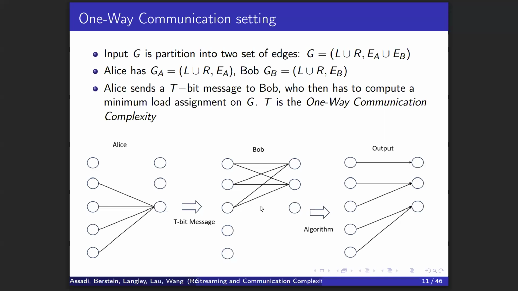So in this case, Alice gets these edges and Bob gets these edges. So as long as Alice can give these two bottom edges over here to Bob, then Bob can compute an output with maximum load at most 2.